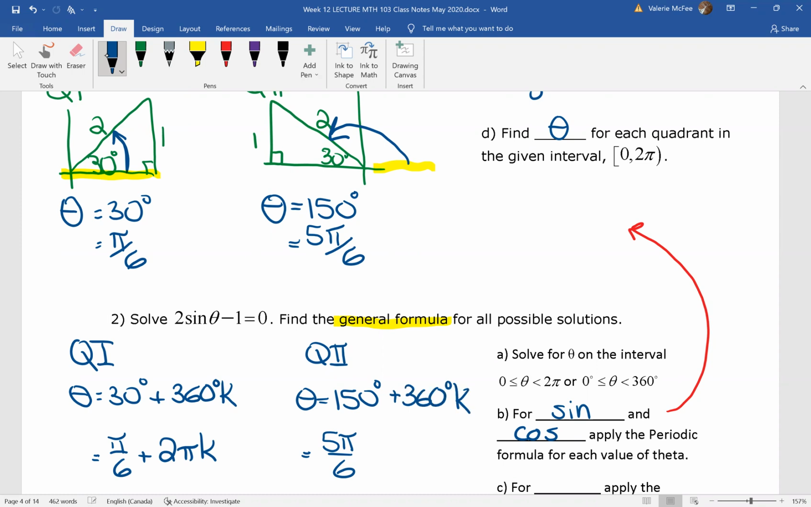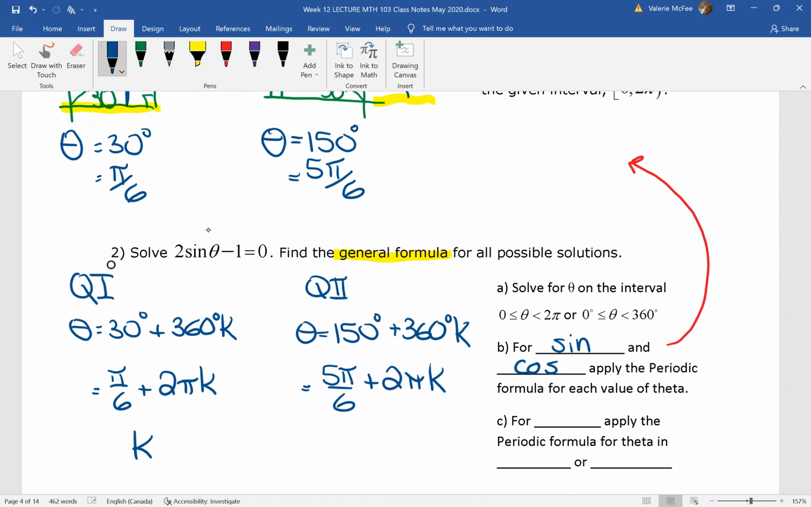Now, whether you use degrees or radians depends on how the question is asked. In this one, it didn't tell you to use radians or degrees, so it didn't matter which one we chose. But this is it. These are our general formula. What do we have to remember? That k is any integer. Now let me just remind you that it doesn't have to be k. We could have said n. So when you're answering questions in MATLAB, read the question carefully. Pay attention to what variable they want you to use.